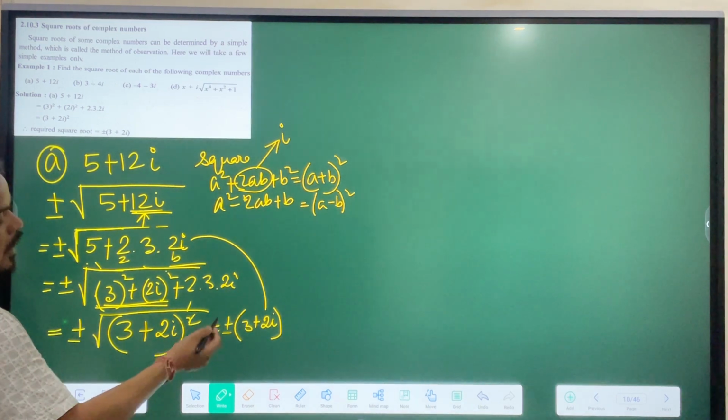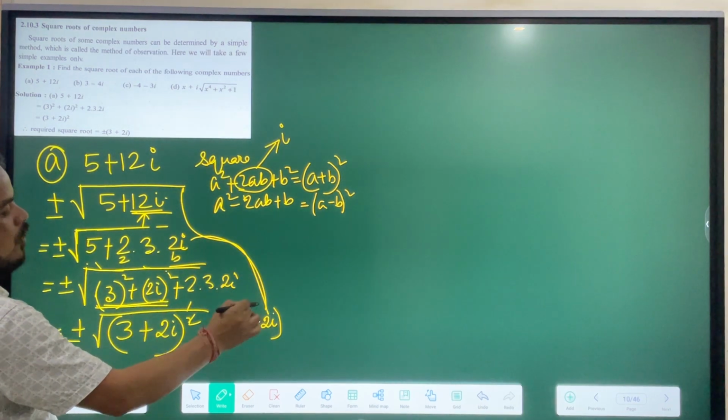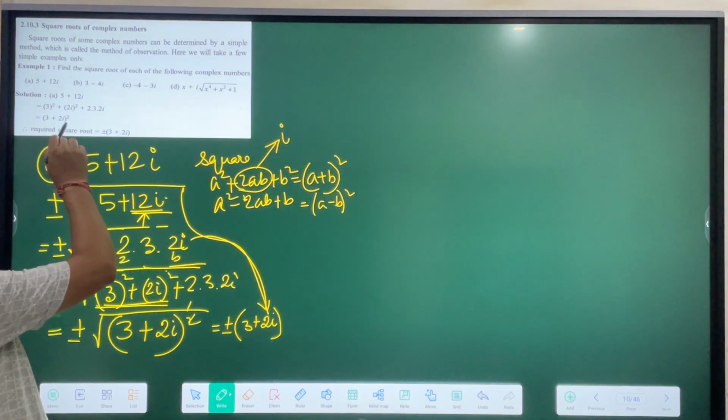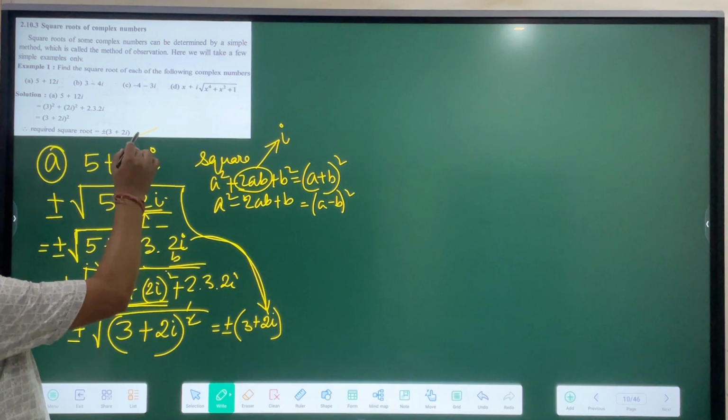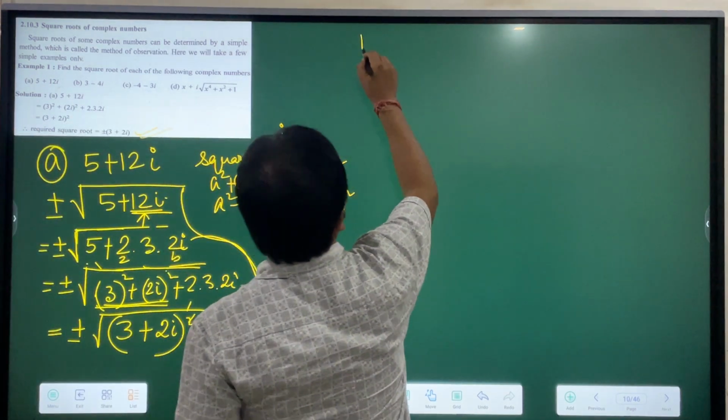3 plus 2i. So this is the answer. Square root of this is this. Square root of this is this. Plus minus 3 plus 2i is the answer. I hope you understood.